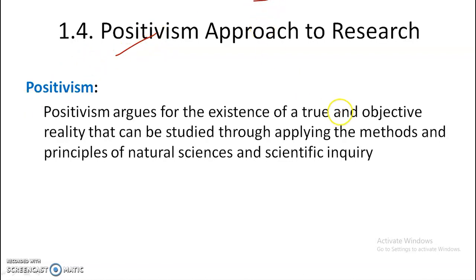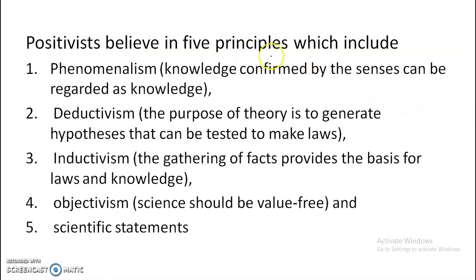It is for the existence of the true and objective reality that can be studied by applying the methods and principles of natural sciences or scientific inquiry. So whatever approaches you are using, they must be true and objective. We should not make any malfunctions at the time of finding the answers for the research problems. And positivists believe in a total of five principles.